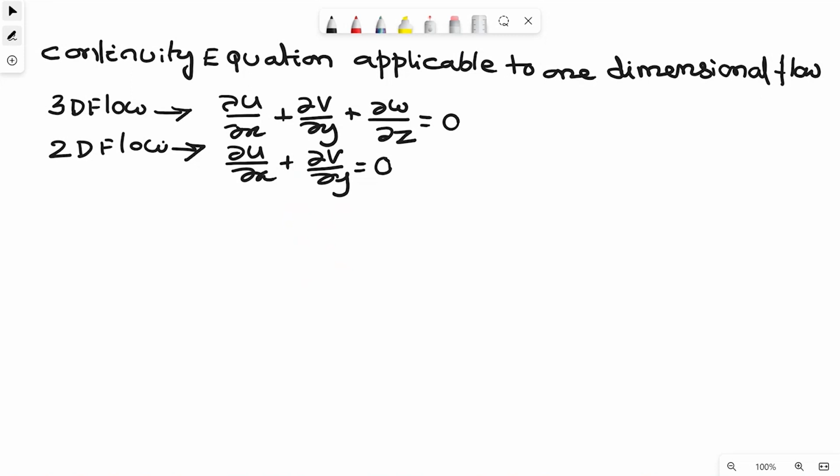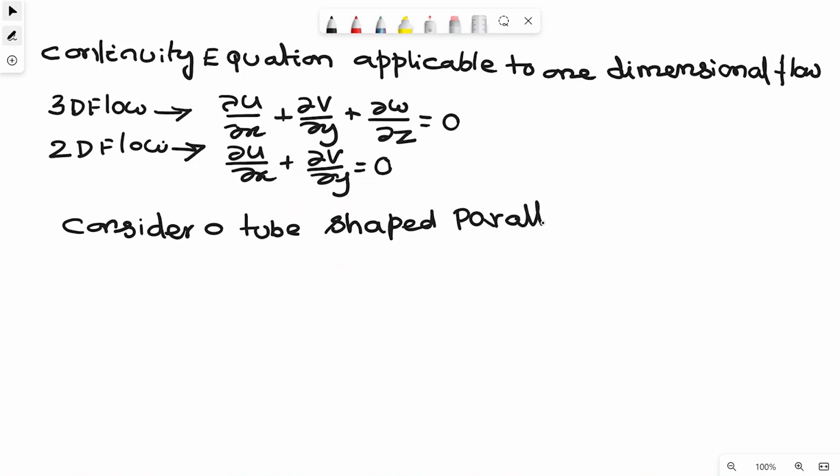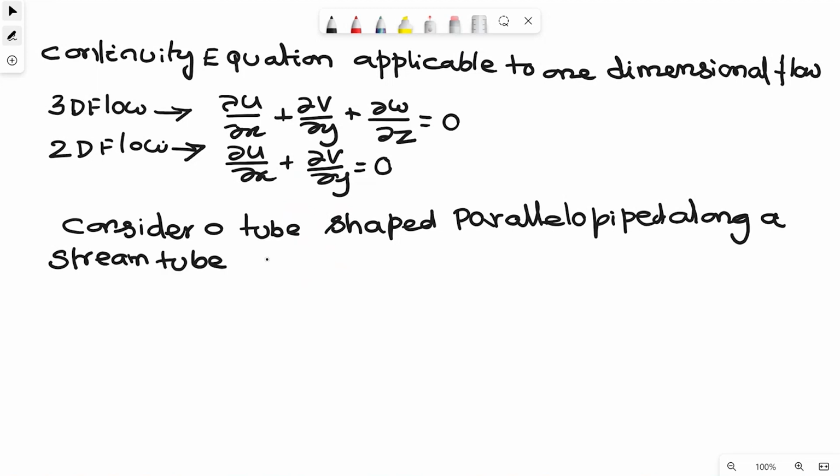So that's why, when we want to derive the continuity equation applicable to one-dimensional flow, first we will consider a tube-shaped parallelepiped along a stream tube of length delta S. Suppose now I will draw the figure.